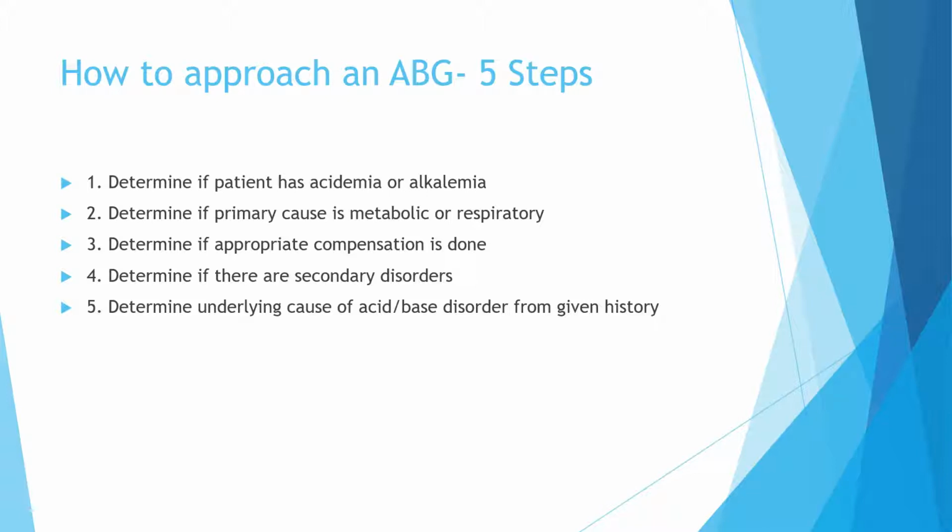So this is a way to approach ABGs in 5 steps, and we'll go through each one of them. The first is to determine if there's an acidemia or alkalemia, then if the primary cause is metabolic or respiratory, if there is a compensation, if there are secondary disorders, and then ultimately figuring out the underlying cause of the acid-base disorder.